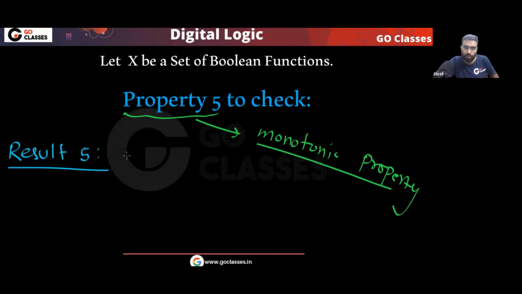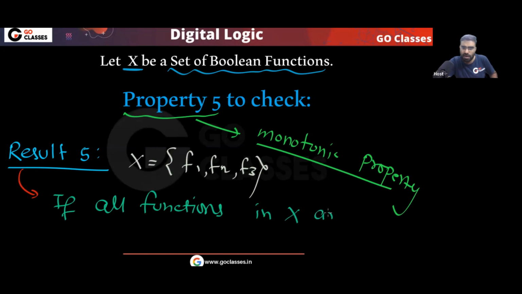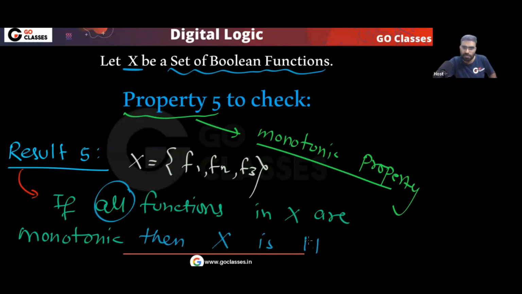If all the functions are monotonic, then this set X is not functionally complete. See, this is your set of Boolean functions. This X is a set of Boolean functions. Now, what is result number 5? If all functions in X are monotonic, then X is not functionally complete. So this is the theorem.